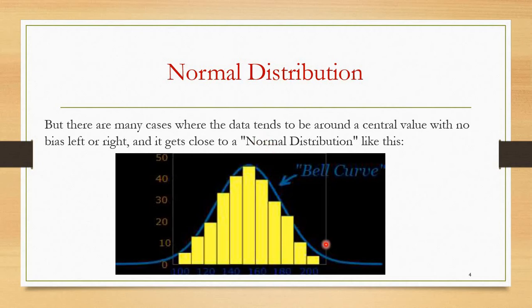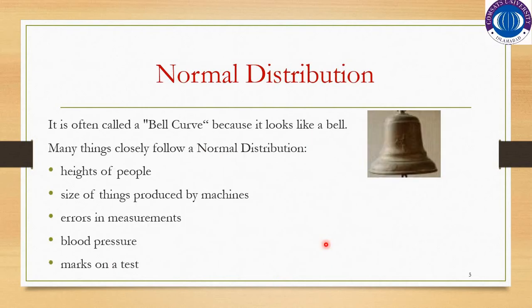Many things closely follow a normal distribution, like heights of people, size of things produced by machines, errors in measurements, blood pressure, marks on a test. Many more real life phenomena follow the normal distribution, and this normal distribution is very useful, or you can say it is very necessary in inferential statistics.